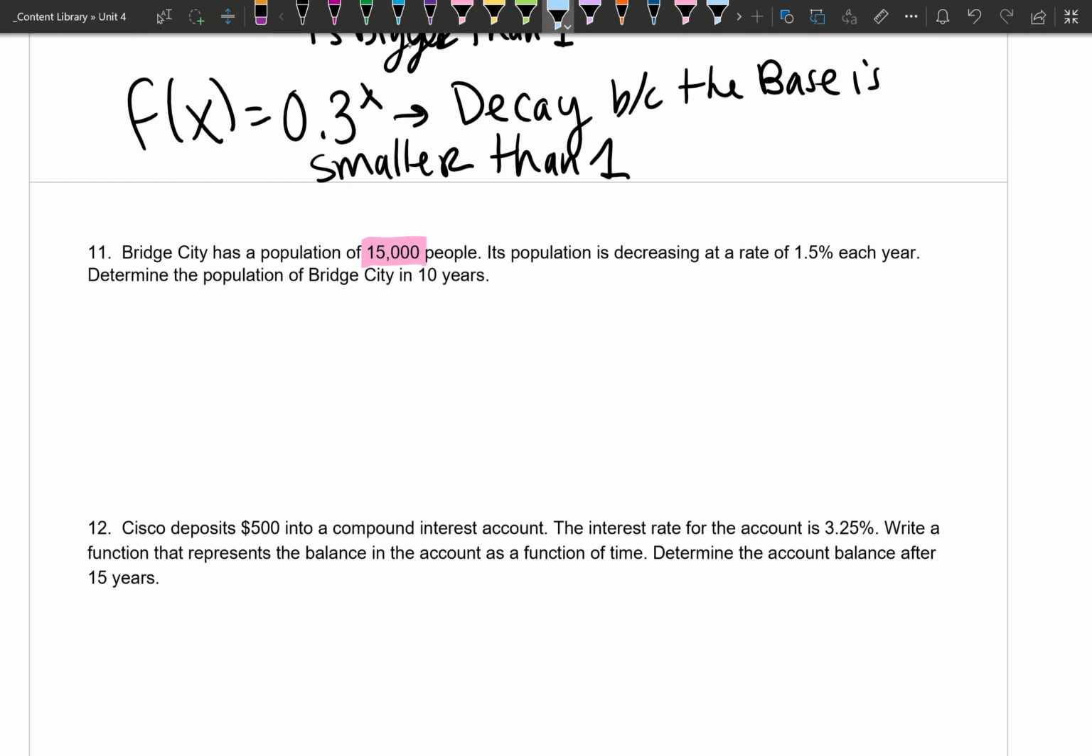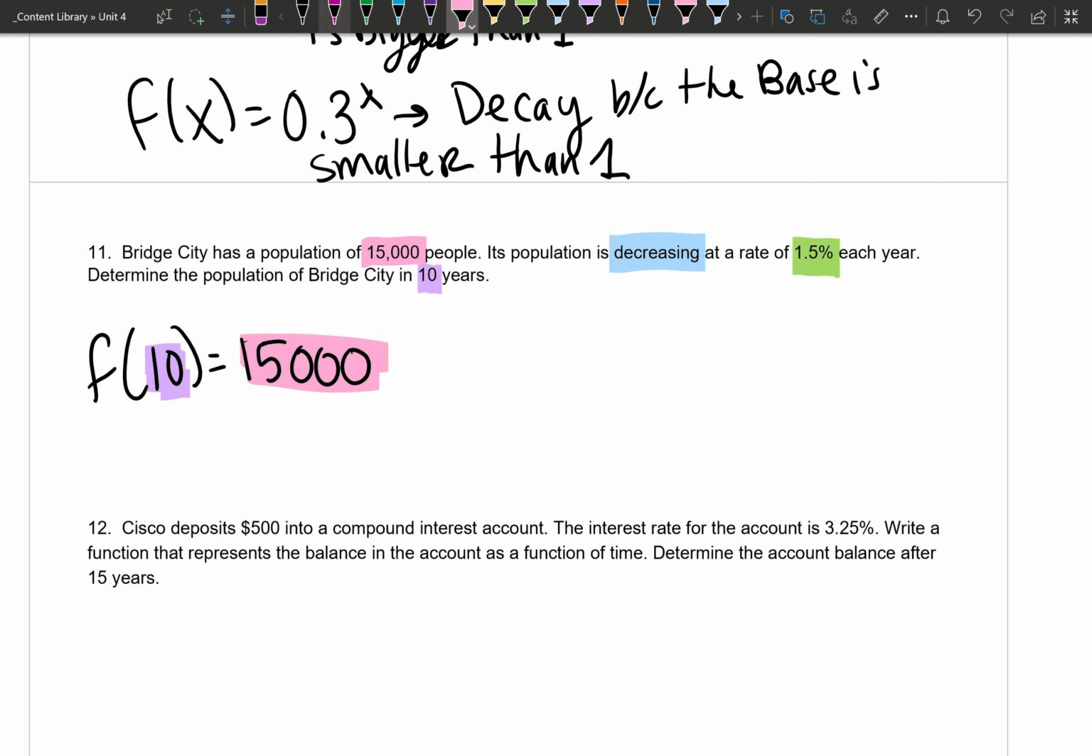Number 11. Bridge City has a population of 15,000 people. That's how much we start with. The population is decreasing at a rate of 1.5% each year. Let's determine the population of the city after 10 years. Okay. So we're finding f of 10 because of the 10 years. The first thing we write down is the original amount. Well, the original amount of Bridge City is 15,000.